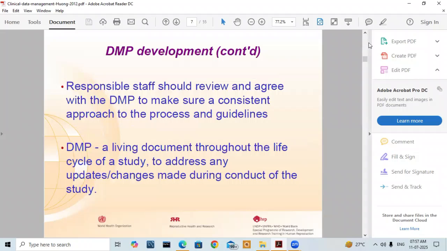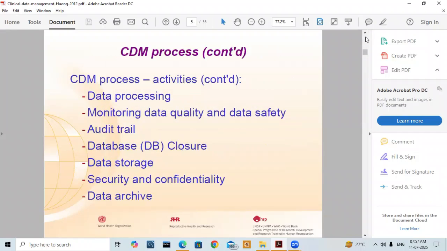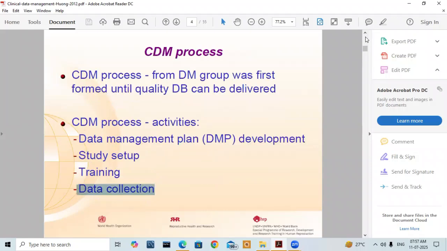What did I tell you about the data collection process? The data collection is done on a form. That form is known as what? The form is called CRF. I told you, no? That is nothing but the data collection process.